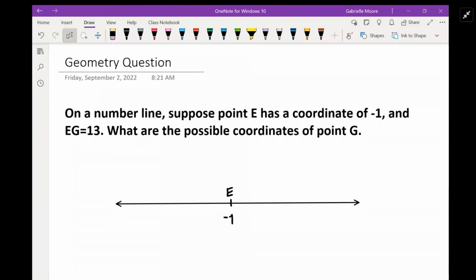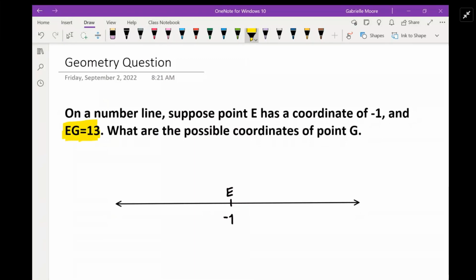So in this question, it's talking about a number line that has a point E with a coordinate of -1. So let's just take the horizontal x-axis in this case. And we're told about this line segment with a measure length of 13 and no units involved, so we don't have to worry about that part.